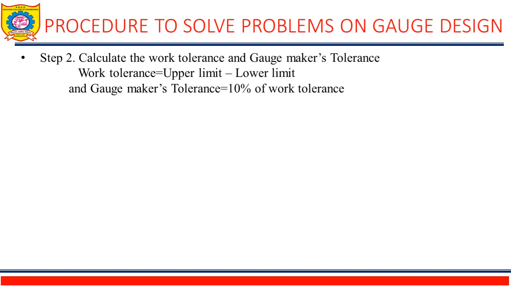Now after this there is step 2. Calculate the work tolerance and gauge maker's tolerance. Now work tolerance is the difference between the upper limit and lower limit of the shaft or hole. It is necessary to specify the permissible deviation in the dimensions for gauge manufacturing. The tolerance on the gauge is allowed to cater for the degree of skill with which the gauge is being manufactured. This is known as gauge maker's tolerance or gauge tolerance. Generally, gauge maker's tolerance or gauge tolerance is taken as 10% of work tolerance. That is what I have mentioned here.